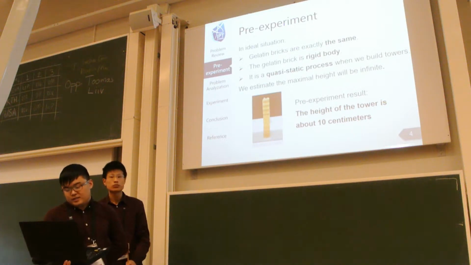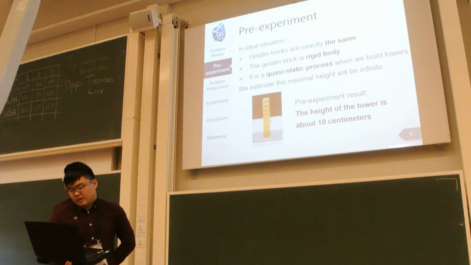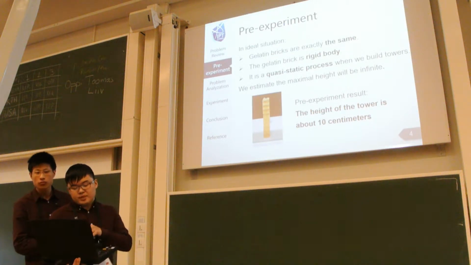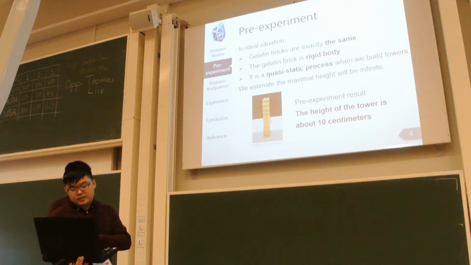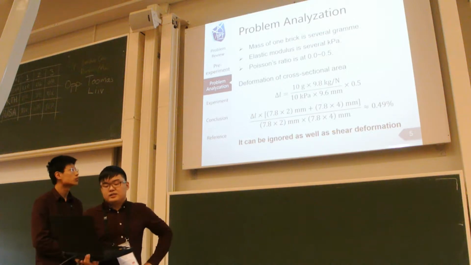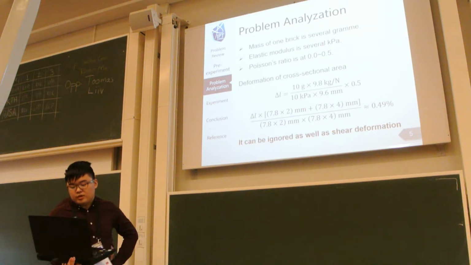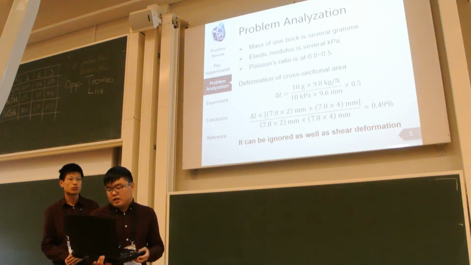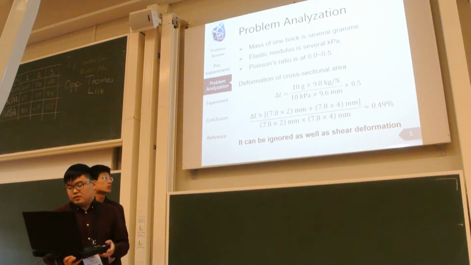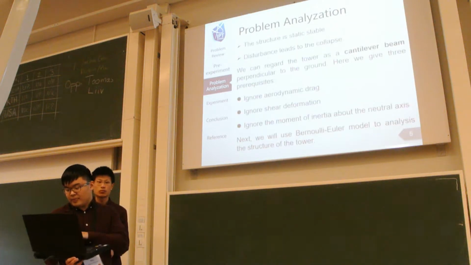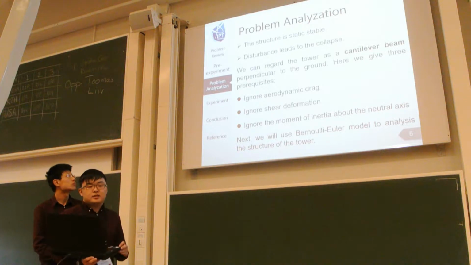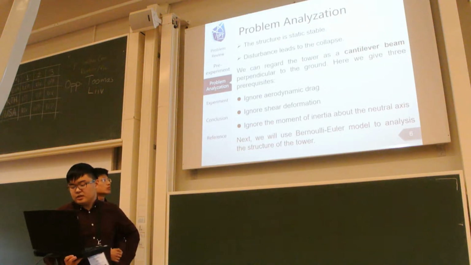So we must revise the 3 hypotheses in the ideal case. First, our method of making gelatin bricks can meet the first hypothesis. We will describe our method in detail later. Then consider the second hypothesis. According to calculation, the deformation of the gelatin Lego bricks is extremely small, which can be ignored. It's not the reason for the collapse. So we conclude that the structure of the tower itself is stable. It's the external disturbance that caused the collapse.